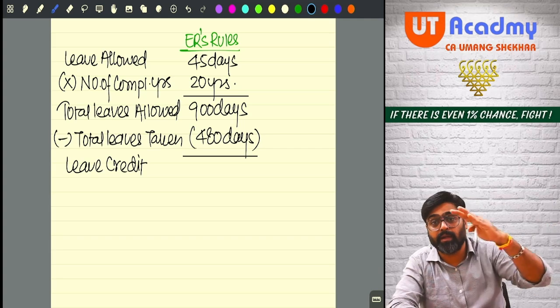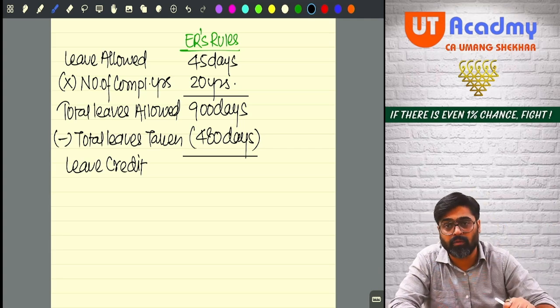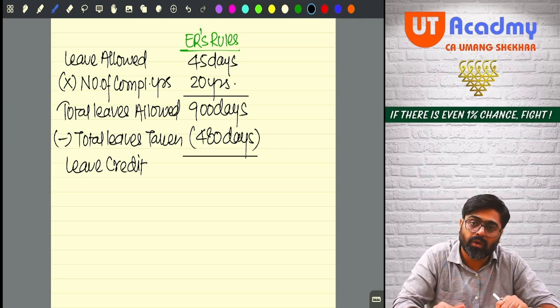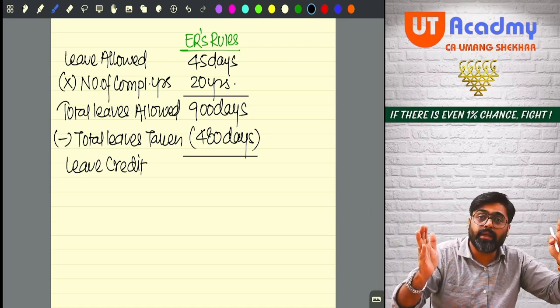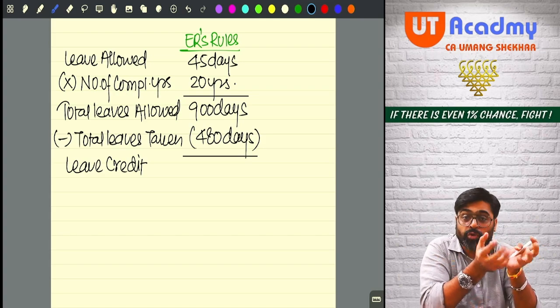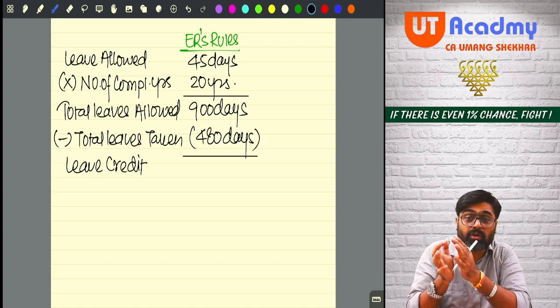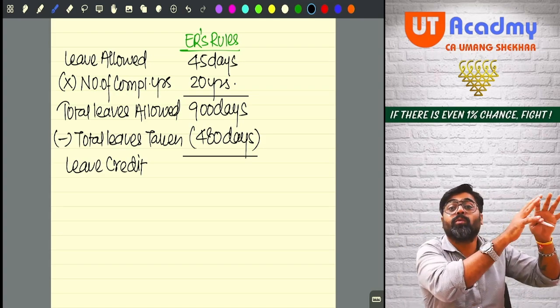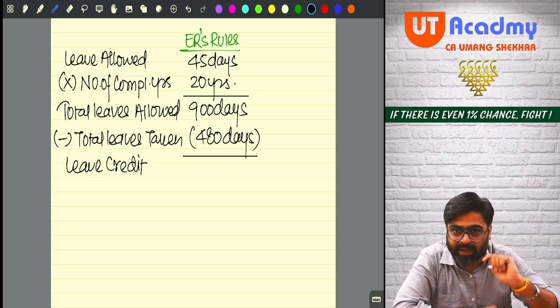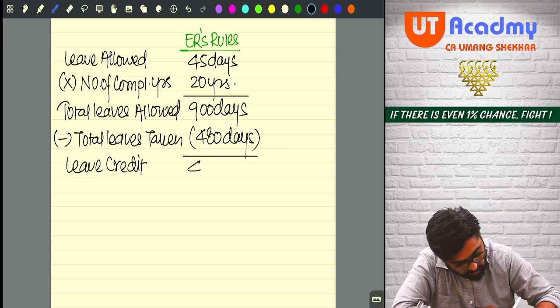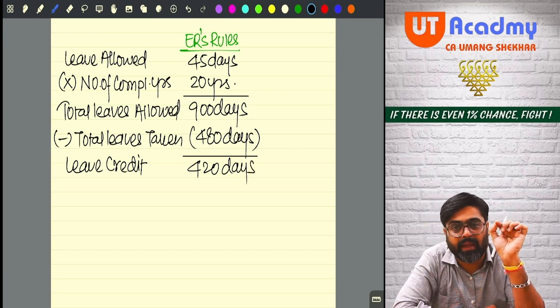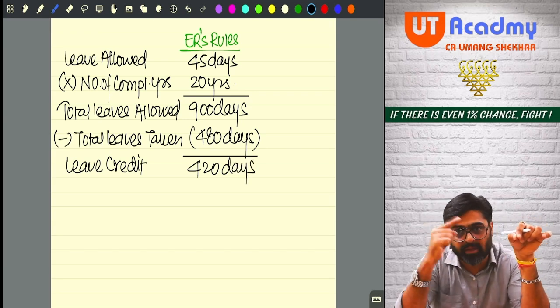So during 20 years, the employer gave you 900 days leave. How many leaves did you take? You took only 480. So during these 20 years, how many total leaves did you save? What was the total leaves accumulated at the time of retirement? That is leave credit. Getting my point? That was 420 days. Now see, since we are multiplying average salary per month with leave credit, no.